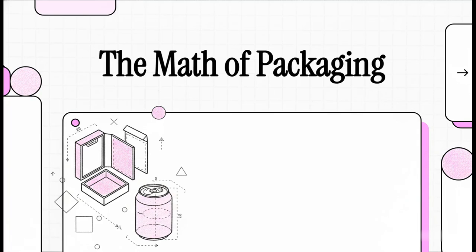Have you ever really looked at the box your phone came in or the soda can in your hand? They seem pretty simple, right? But they're actually shaped by this hidden math, a principle that literally saves companies millions of dollars. Today, we're going to unpack that unseen math that kind of builds the world around us. And it all boils down to one simple question.